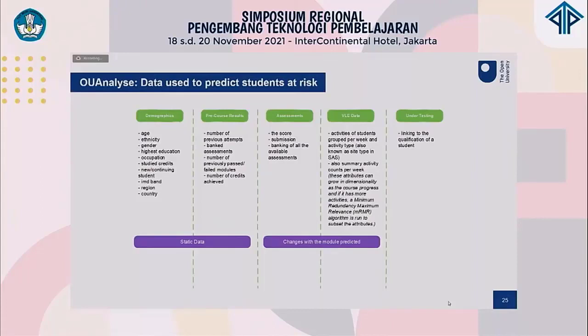So here is the data that we use to predict risk. We have static data, data that we already know and isn't changing per se. So the age, ethnicity, gender, highest education, occupation, etc. We have pre-course results from their previous assessments, previous passes and failures, numbers of credits. So that's static. But then we have data that we use that will be changing as the students are moving through the module and the course. So we have the assessment scores as they come in, their activity on Moodle, the VLE data, and linking to the qualification of the student. So all this data is being used to make predictions.